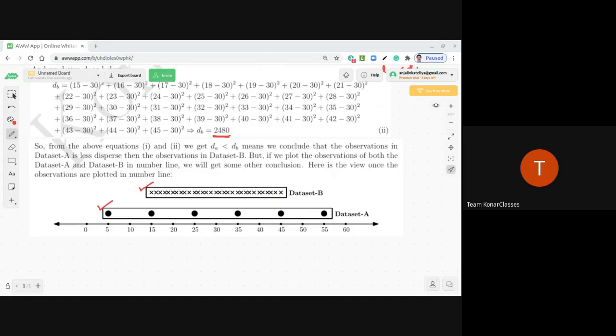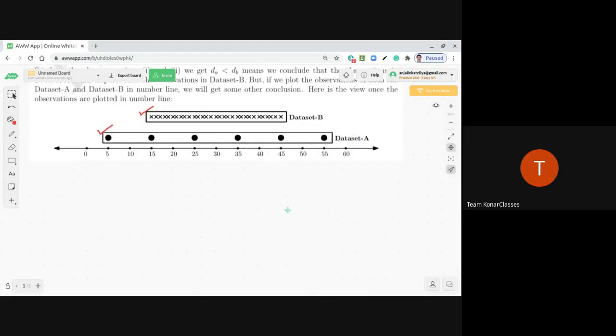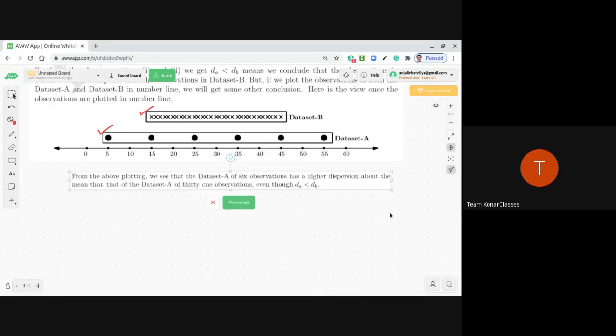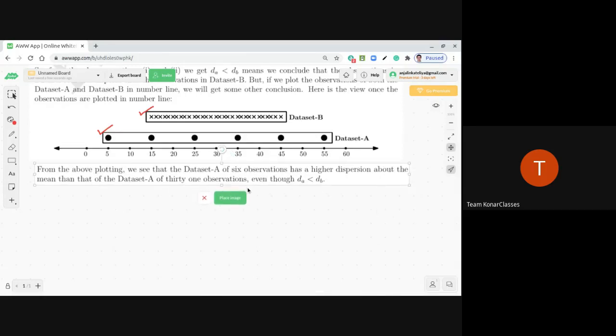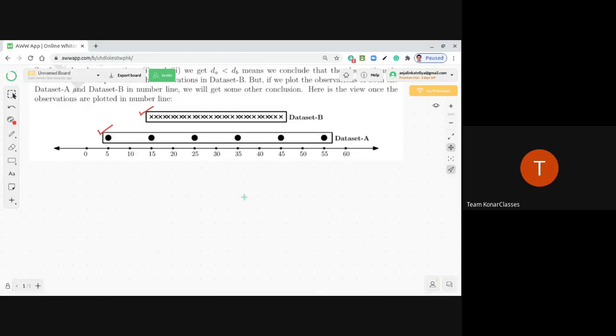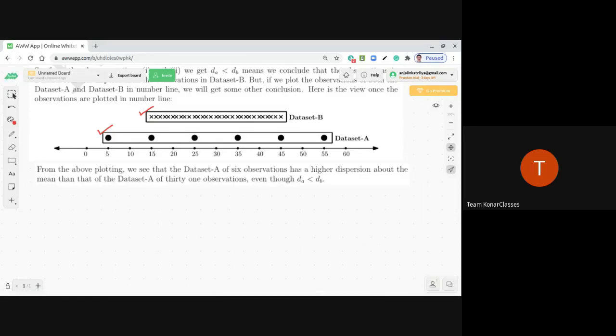So what it says is that dA, the sum of the squares of the differences of the values from the mean, is not actually saying the exact fact. So I wrote it here. Though dA is less than dB, we see that dataset A of 6 observations has a higher dispersion about the mean than dataset B of 31 observations.